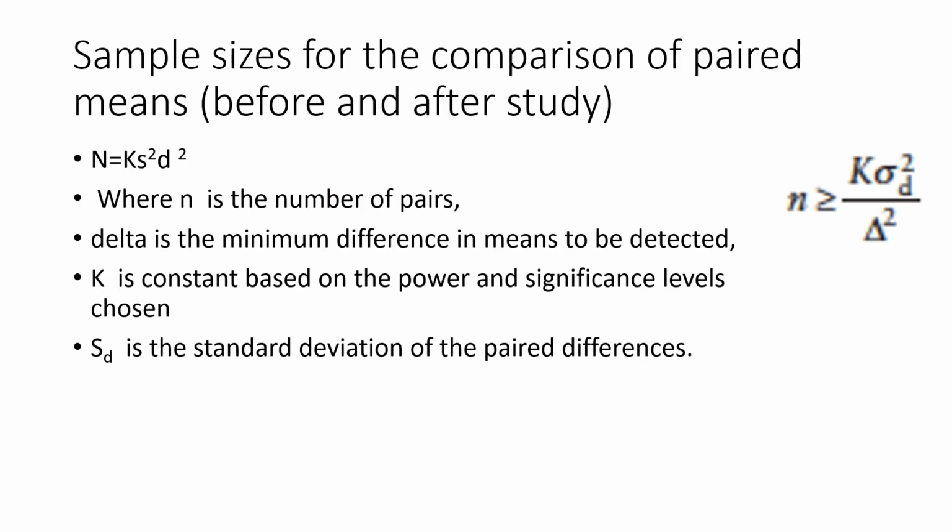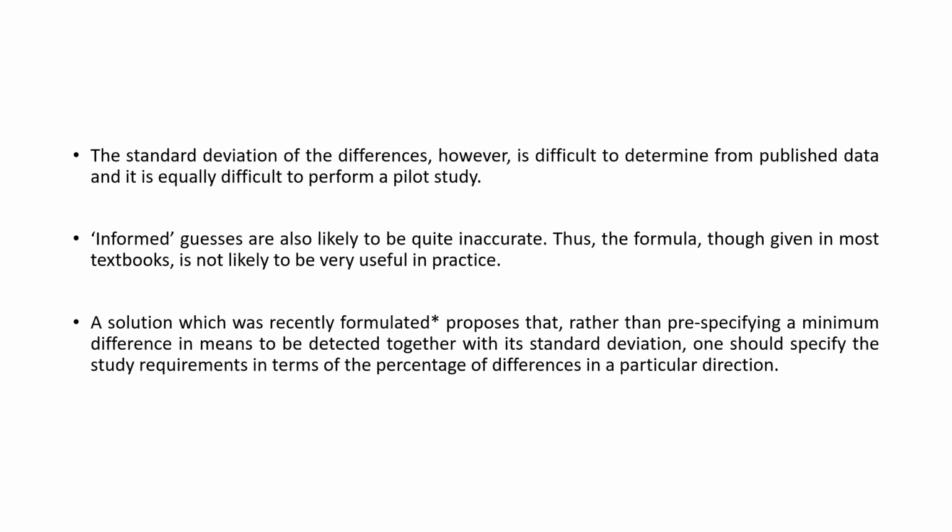When you have paired means, that is a before and after study, the sample size gives n as the number of pairs required, k multiplied by sigma square by delta square. Putting in the values, you can get the desired sample size. Now, standard deviation of difference is difficult to determine at times. So sometimes you are doing a study wherein two parameters have not been compared, so you just do a pilot study and then estimate that value.